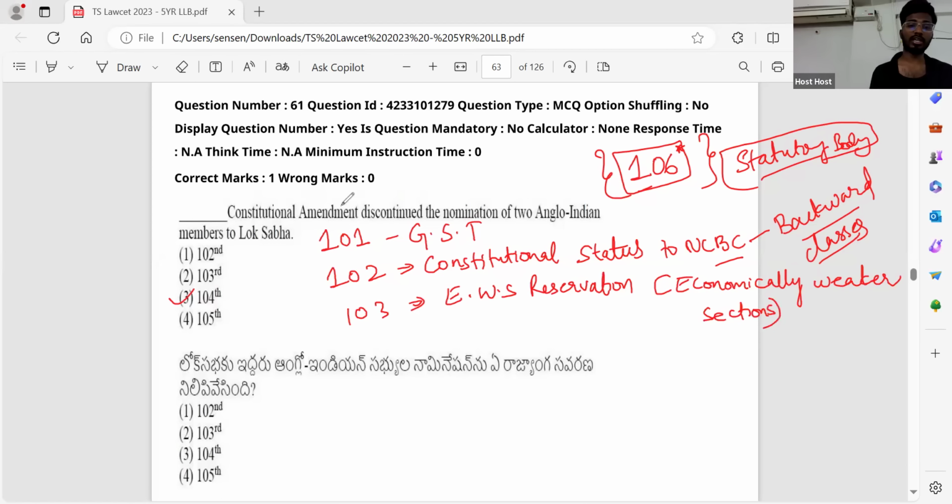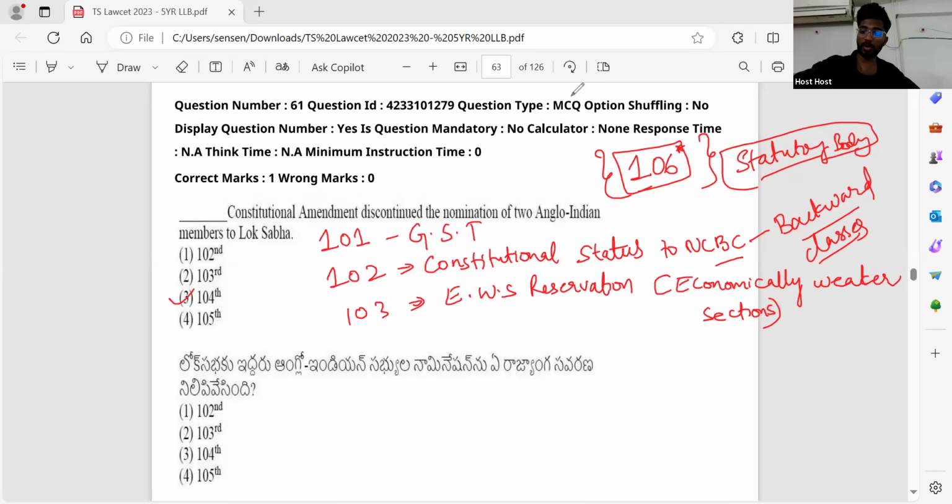Now, economically weaker sections from which community? From the general community, right? So earlier, we were not providing reservation based on economic status. Reservation is provided only based on social and educational backwardness, primarily social backwardness. What is the meaning of social backwardness? Which means socially they were exploited or they were backward in the previous years.